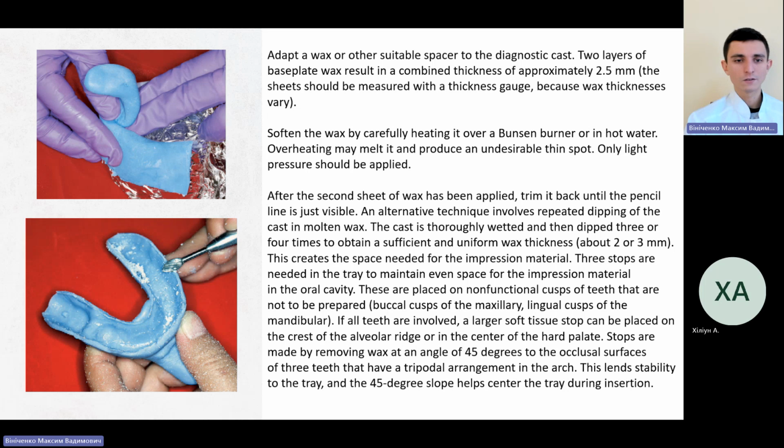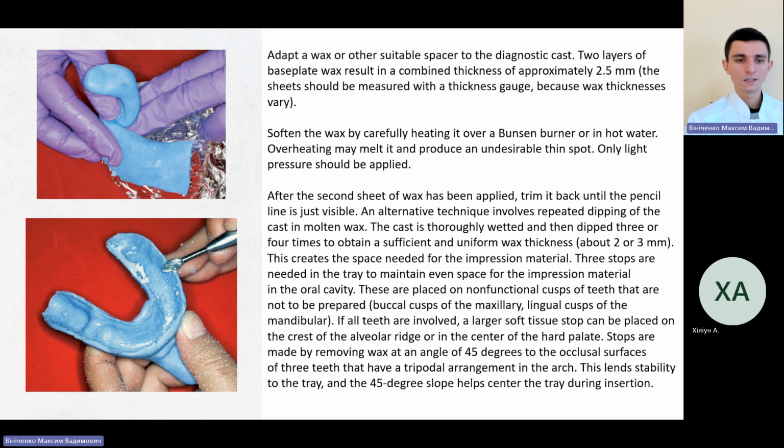An alternative technique involves repeated dipping of the cast in molten wax. The cast is thoroughly wetted and then dipped 3 or 4 times to obtain a sufficient and uniform wax thickness, about 2 or 3 millimeters. This creates the space needed for the impression material.